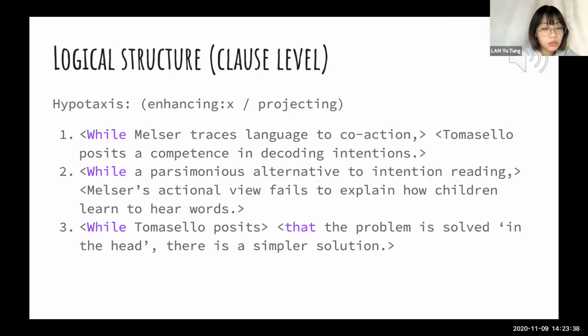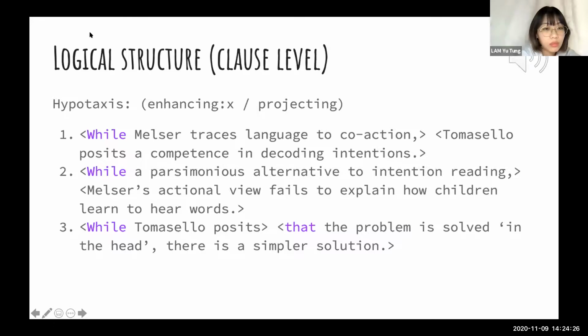For enhancing, let's take a look at the first one as an example. "While Mauser traces language to coaction, Tomasello possesses a competence in decoding intentions." In this sentence, the word "while", which is in the main clause, can be easily used to identify that the sentence involves a hypotactic strategy, as the following dependent clause is used for embellishment or qualification. And then moving on to the next sentence, the word "that" can show the projecting process. The dependent clause of the sentence projects the main clause through indirect speech.